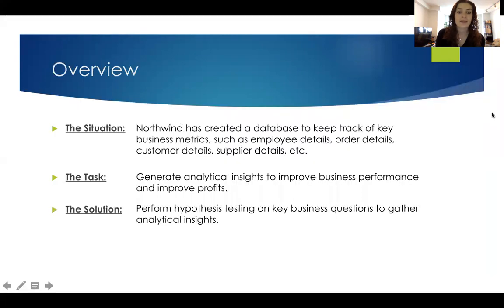The situation that we're in is that the company Northwind has created a database that includes a bunch of different business metrics. So anything from employee details to customer details to order details and much, much more. And what they have asked is that I help them generate some analytical insights based off of the data in this database that can help them improve their business performance. In order to generate these insights, I am going to perform hypotheses testing on a couple of their key business questions.